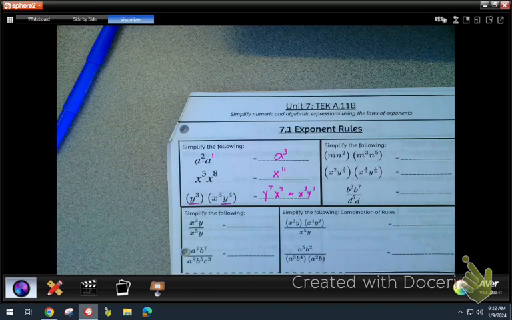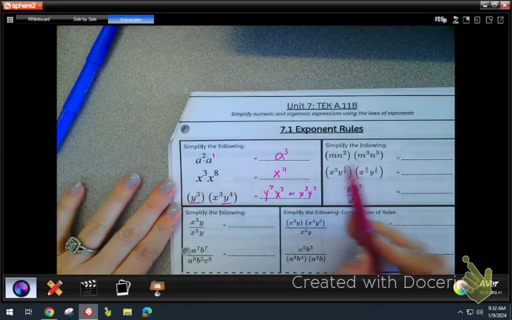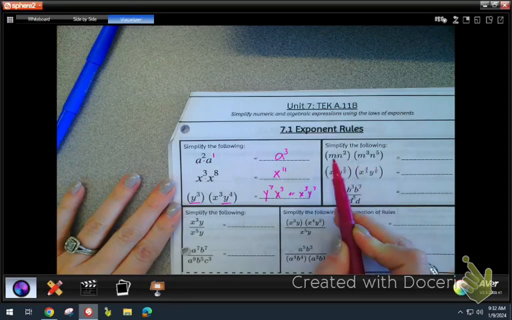So we know that we're done because we have one x with an exponent, we have one y with an exponent, so we're finished. So these are all of our answers right here. So go ahead and try this one right here.